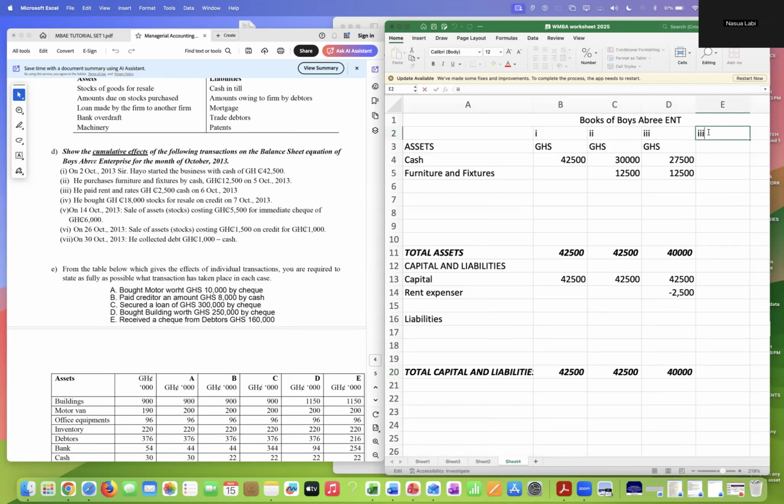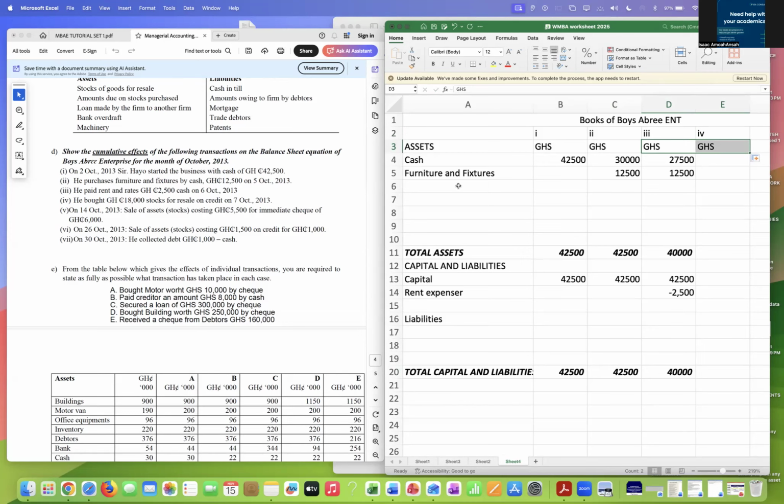He bought 18,000 CD stocks for the real estate on credit on 7th October 2013. Okay. So if we buy stock of 18,000 for resale on credit, the business gets to receive the stock in as an asset. And then because they didn't pay for the stock that they purchased, the person that they purchased the stock from will become what we refer to as a creditor. The person that we are getting the stock from on credit will become a creditor.